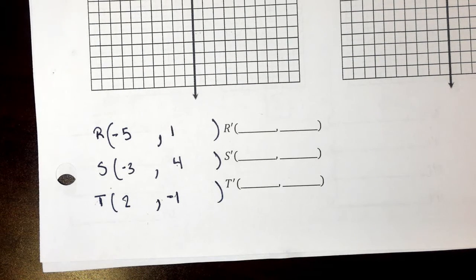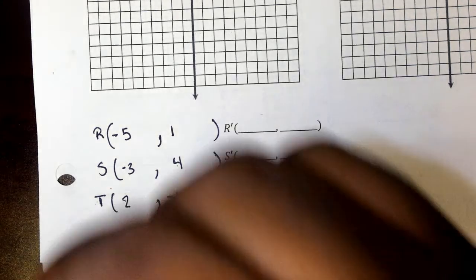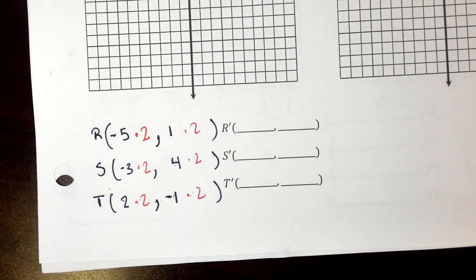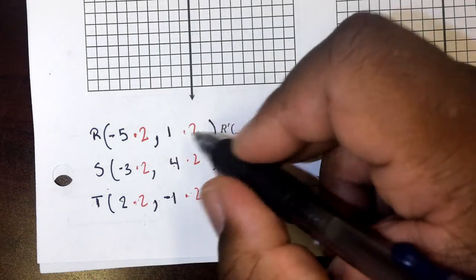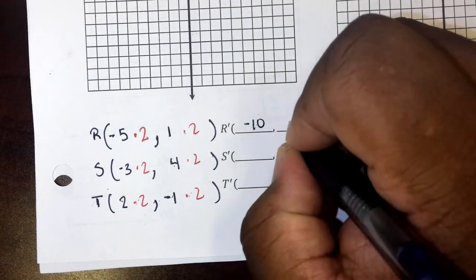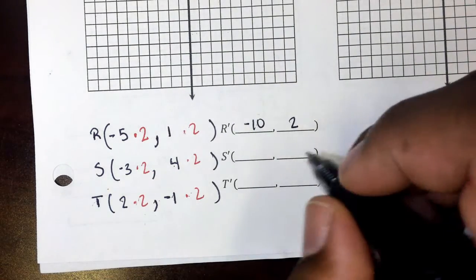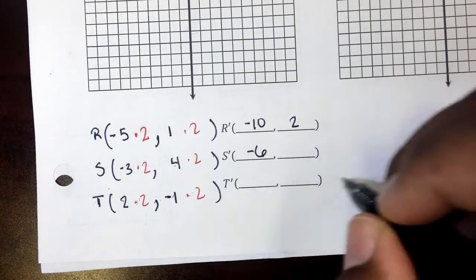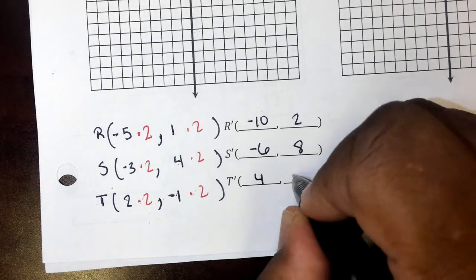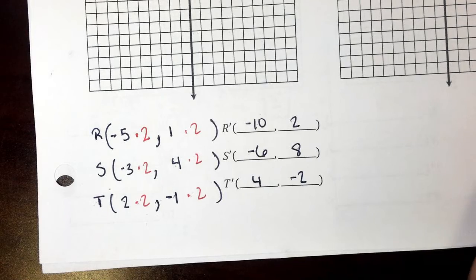Let's write my coordinates from the top. I'm about to dilate. Dilate is easy. To dilate, all you do is multiply your coordinates by the scale factor. The scale factor for this one was 2, so times 2 on everything. X and Y both get hit with a times 2. So on this one, my new R prime would be at (-10, 2). S prime would be at (-6, 8). T prime would be at (-4, 2), after I do the multiplication.